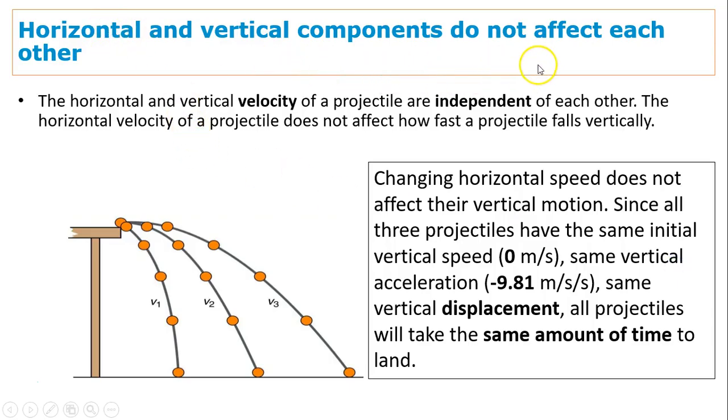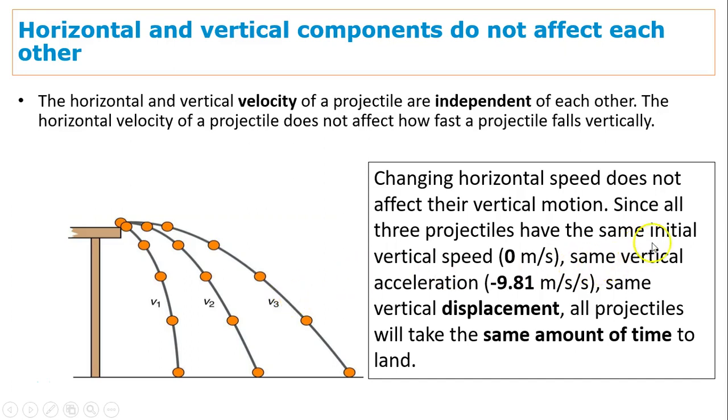Horizontal and vertical components do not affect each other. So horizontal and vertical velocity are independent of each other. The horizontal velocity of the projectile does not affect how fast the projectile falls vertically. Take a look. These are 3 horizontally launched projectiles. The difference between them is the initial horizontal velocity. This one has the smallest, the medium, the biggest horizontal velocity. So changing horizontal speed does not affect their vertical motion.